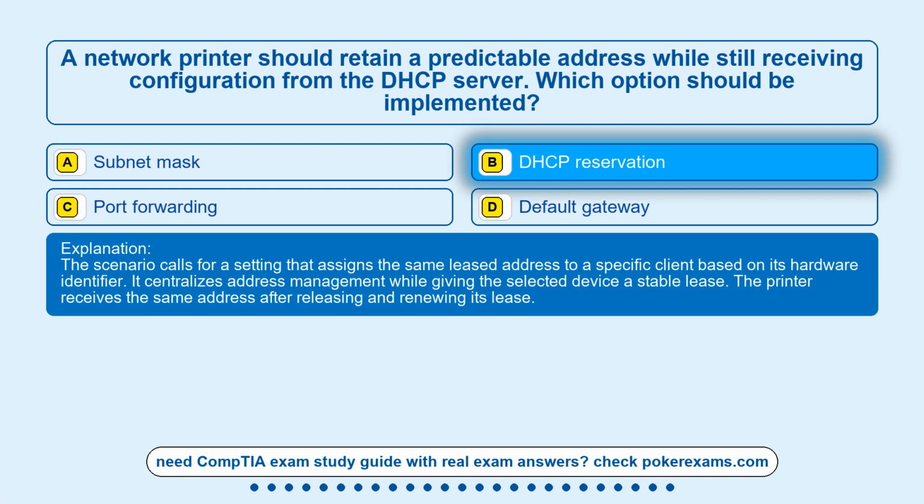The scenario calls for a setting that assigns the same leased address to a specific client based on its hardware identifier. It centralizes address management while giving the selected device a stable lease. The printer receives the same address after releasing and renewing its lease.